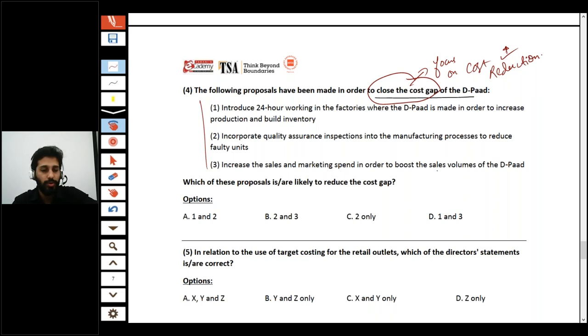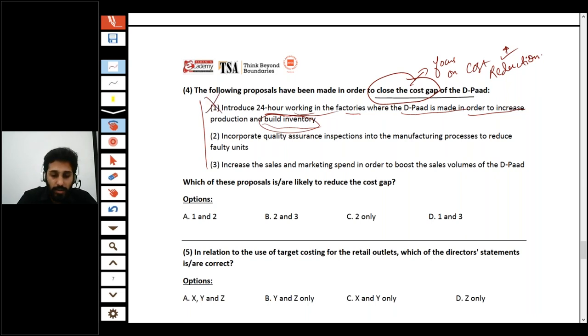Number one is to introduce 24-hour working in the factories where DPAD is made in order to increase the production and build inventory. Would this be useful to build up the inventory? No. 24-hour working would increase your cost. Now you could be arguing that, sir, we should increase our production in order to reduce the fixed cost per unit. Now I can do that, but my demand in this specific question is of only 80 million units, and that 80 million units is my estimation. Why would I make too much effort to build the inventory? So this option would be crossed.